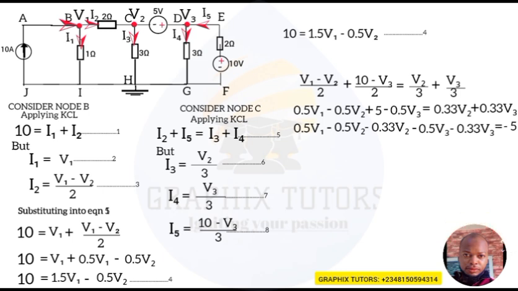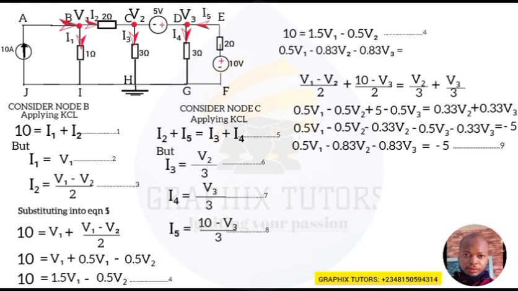Is that okay now? So if I move further, this will give me 0.5 V1 minus 0.5 V2 minus 0.33 V2 will give you 0.83 V2, minus 0.5 V3 minus 0.33 V3 will give you 0.83 V3, equals minus 5. So I'm combining V2 because they are all like terms, and V3 also. I hope you understand that. Now we'll term that equation 9. Now we've gotten two equations, equation 9 and also equation 4.